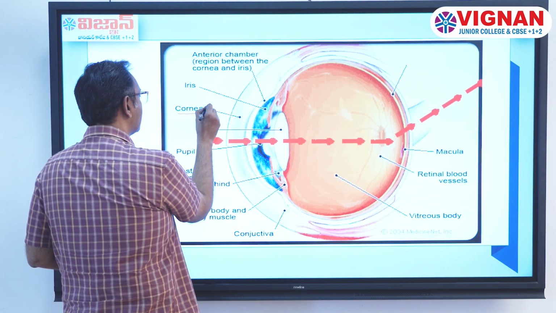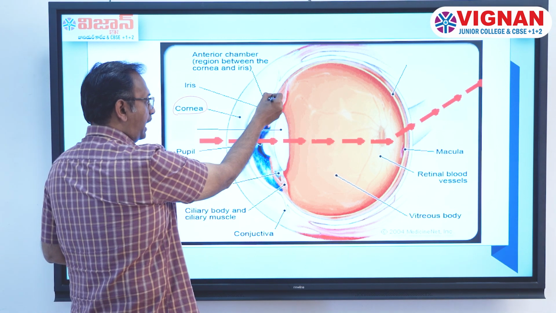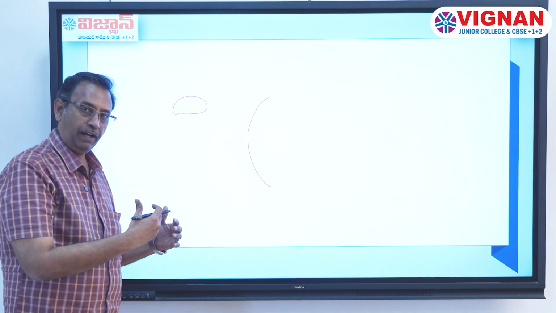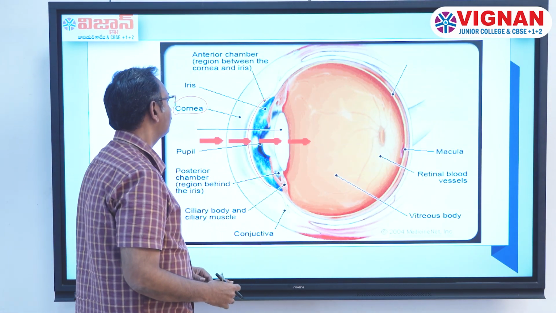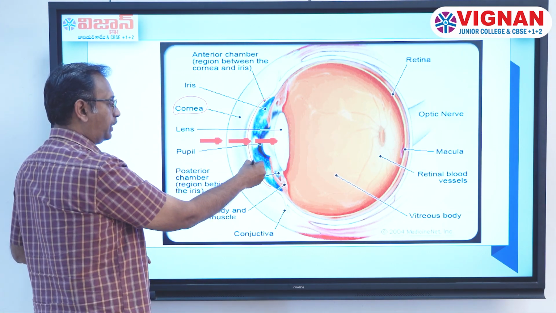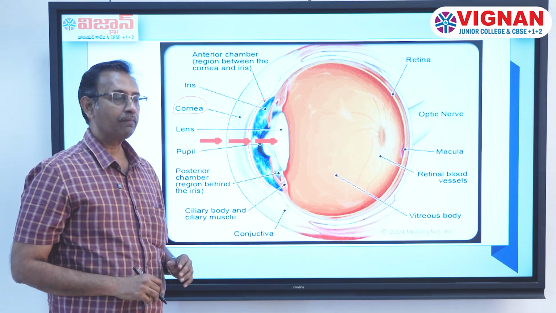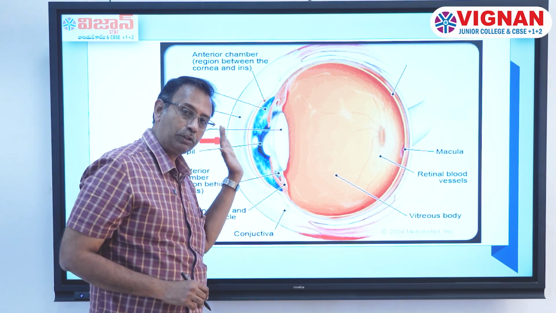Look at this. The elevated portion, what we see from front, is the cornea. Let us travel through this eyeball.